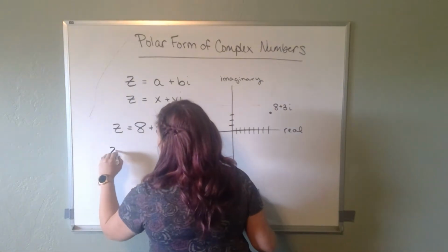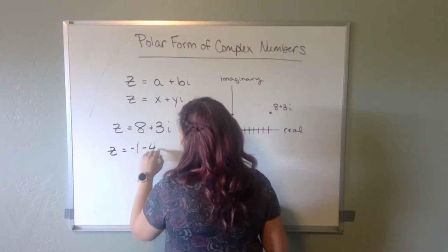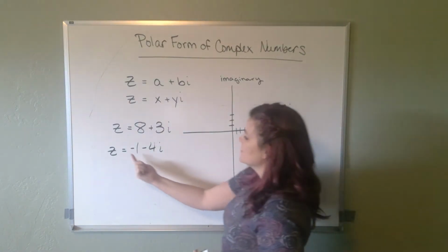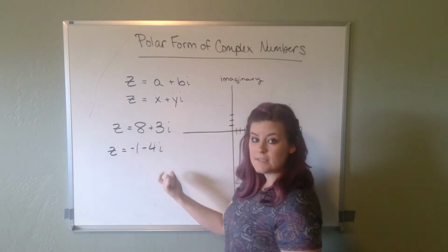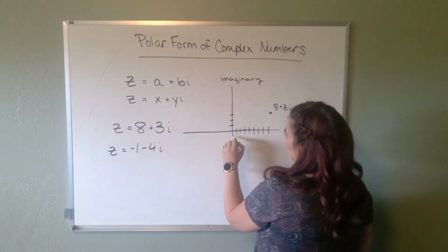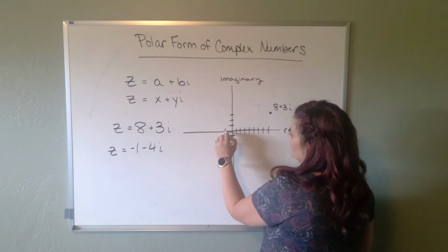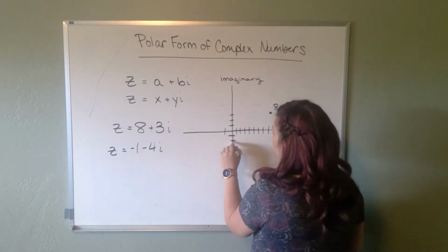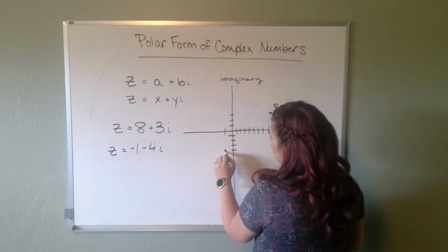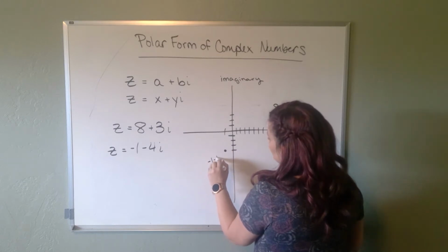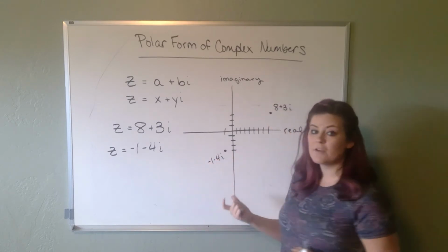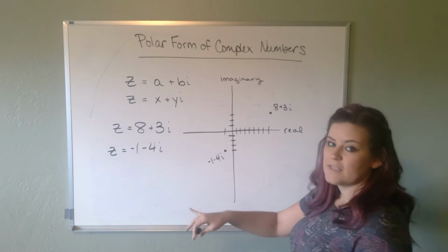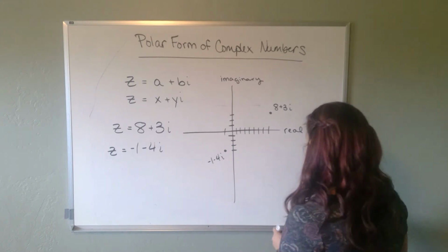I could plot one more. Let's say I want to plot Z equals -1 minus 4i. You guys, these two negatives will go along with your x and your y. So I will go -1 on the x axis, or on the real axis, so we went to the left 1, down 4 on the imaginary, and we're here at -1 minus 4i. So you can see how the complex plane really just works the same way as the xy plane. So that's why I like to use x and y for my complex numbers.